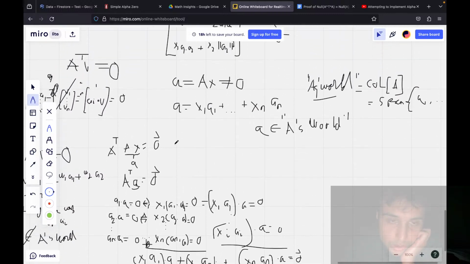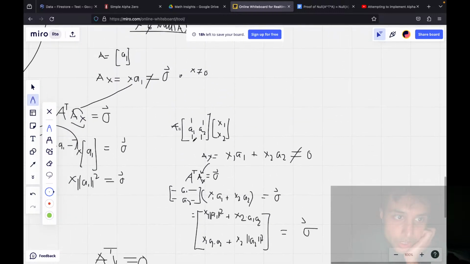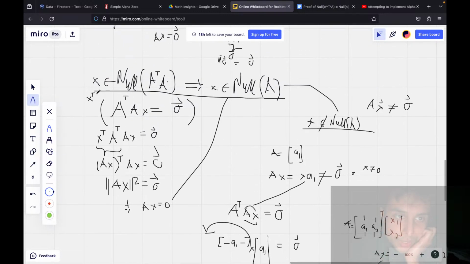So that's my approach. Now if you compare this to the original approach right here, notice that the first step he did was apply the xT onto everything. And that is actually, when you really think about it, exactly what I did.